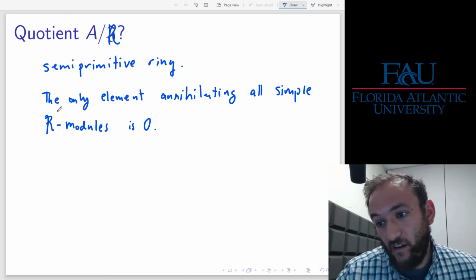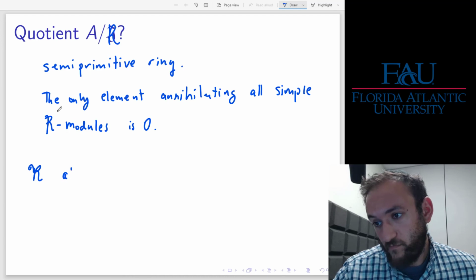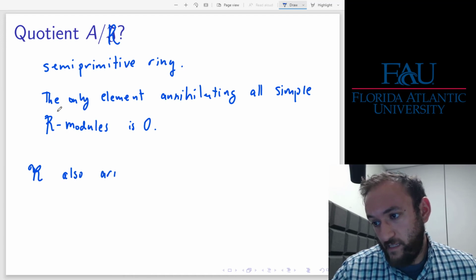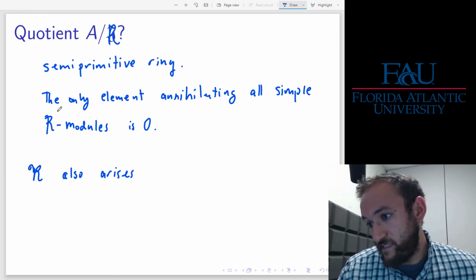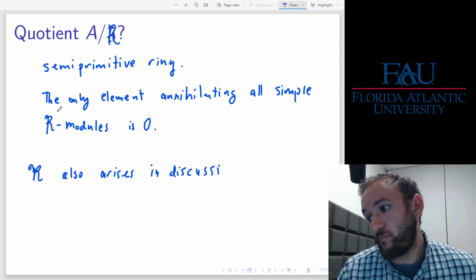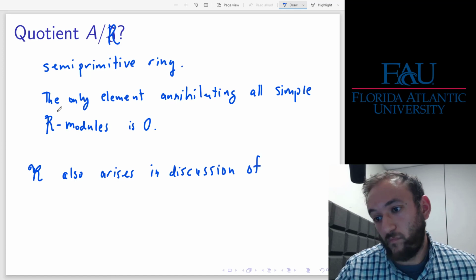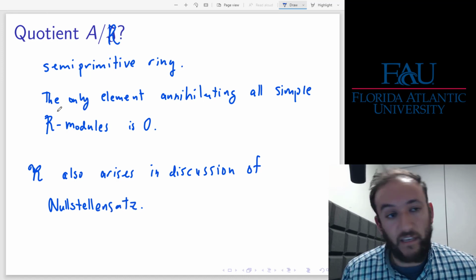The other place that the Jacobson radical comes up is in our discussion of the Nullstellensatz. When we get to the Nullstellensatz, the Jacobson radical is going to be of great importance.